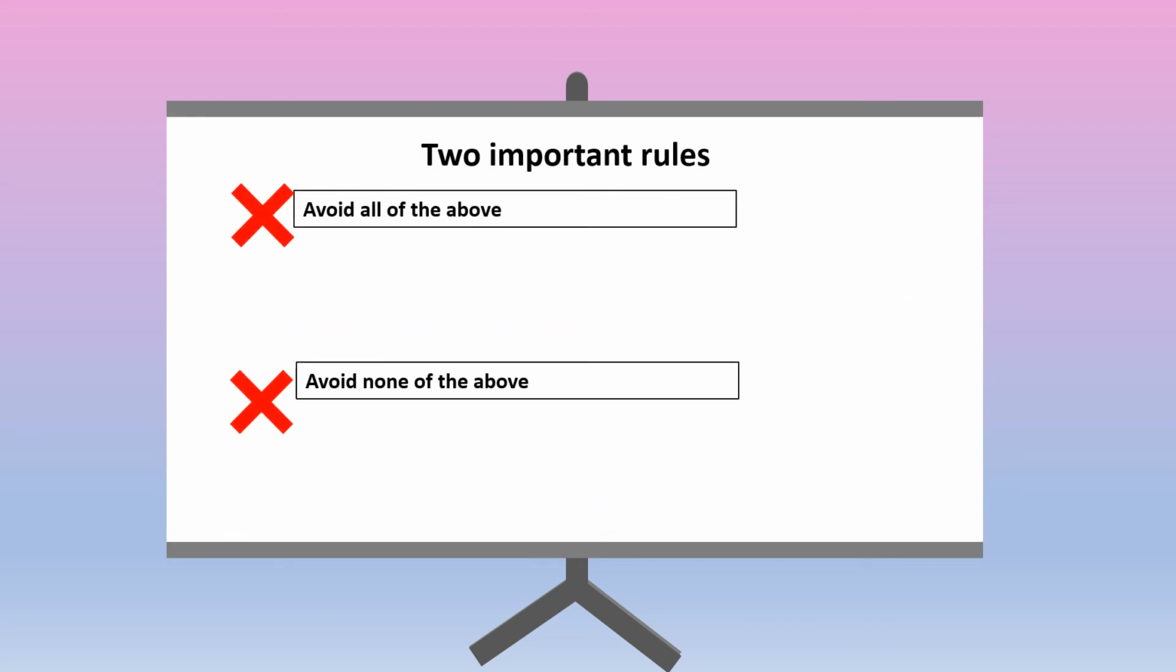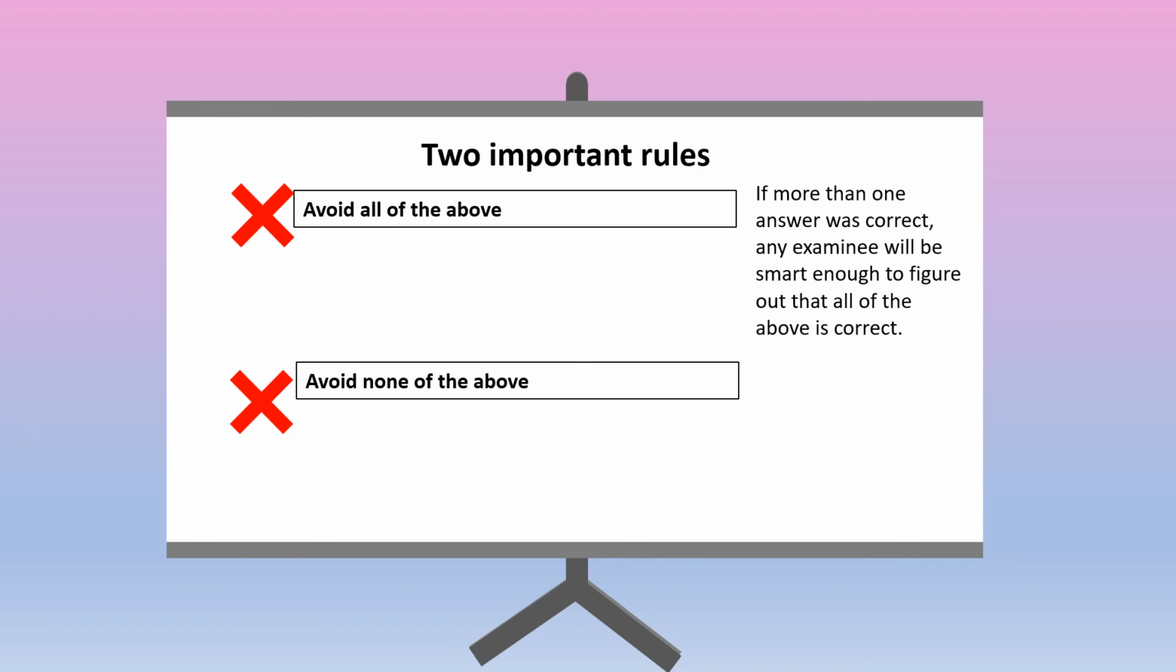Here are two important rules that need to be avoided. Avoid "all of the above" as the correct answer, because if more than one answer was correct, any examinee will be smart enough to figure out that all of the above is correct. Avoid "none of the above" as the correct answer, because if the examinee was able to exclude at least two distractors, then it will lead them to the correct answer.